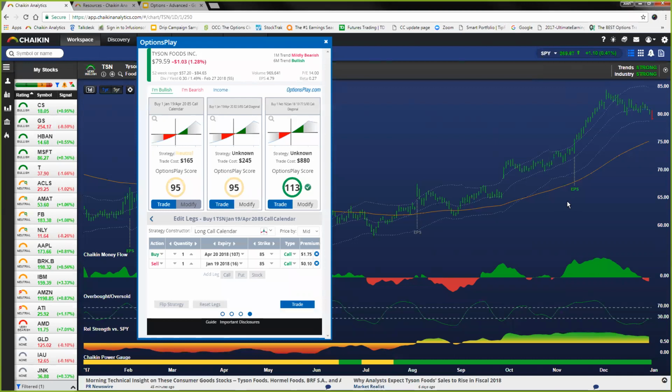Again, you want to do this when the implied volatility is pretty low, and you want to manage your profits on both legs, but a little more aggressively on the short legs. All right. So there's calendar spreads.